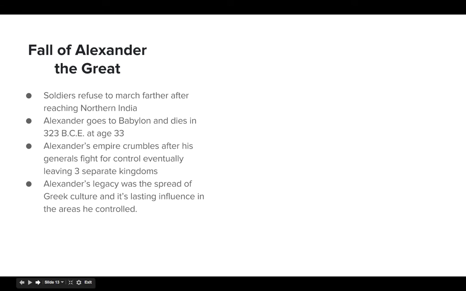So the legacy, the big thing we want to remember about this is Alexander spread this Greek culture. It spread ideas, it spread new things, it spread new philosophies to all these different parts of the world, and it's very interesting to see how far-reaching Greek culture really went, and that really is what we need to remember about Alexander the Great and his successes.